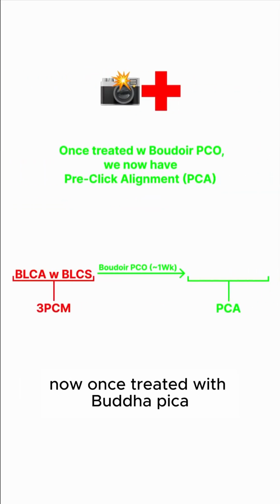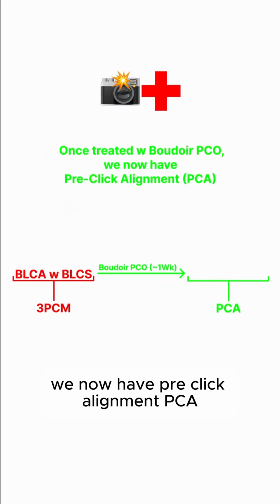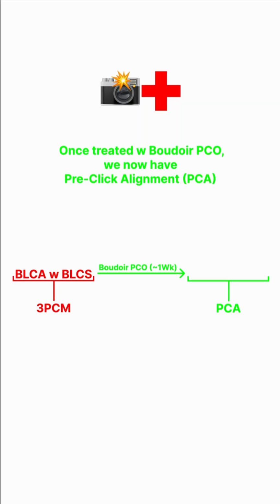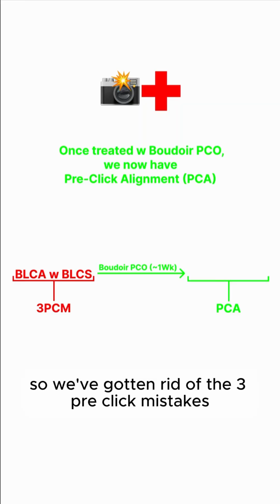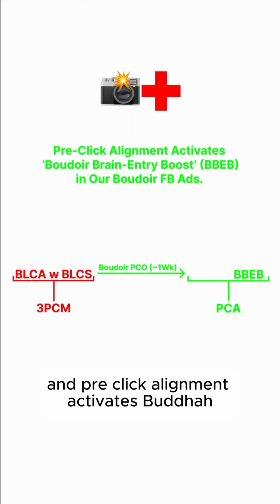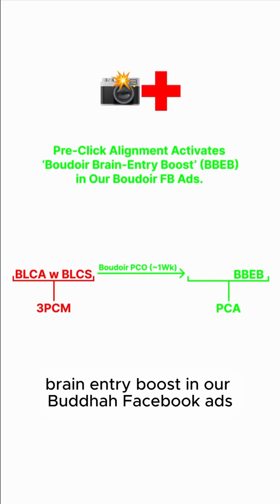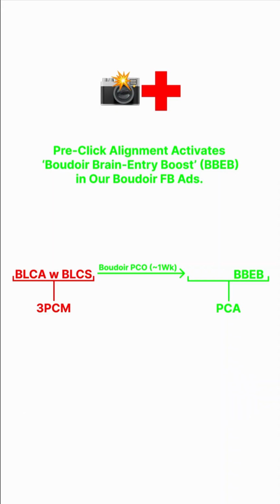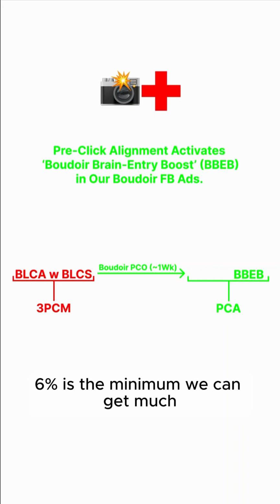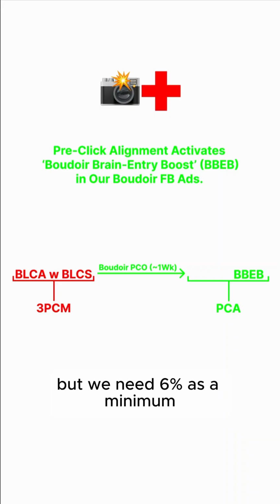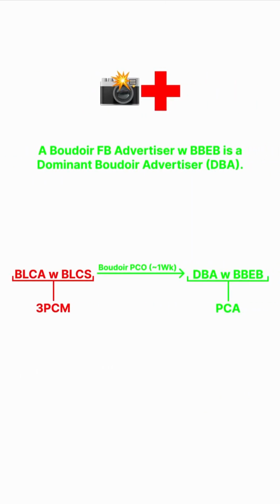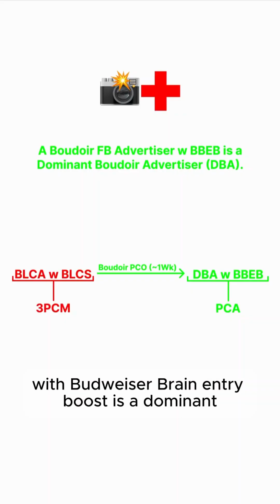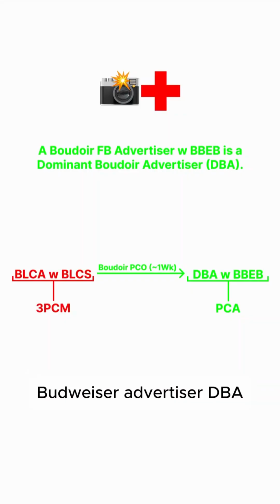Now, once treated with Boudoir Pico, we now have pre-click alignment, PCA. So we've gotten rid of the 3 pre-click mistakes. We now have pre-click alignment. And pre-click alignment activates Boudoir brain entry boost in our Boudoir Facebook ads. Basically, we got our unique CTR all above 6%. That's where we need to be; that's literally the minimum. 6% is the minimum. We can get higher than that, but we need 6% as a minimum. And a Boudoir Facebook advertiser with Boudoir brain entry boost is a dominant Boudoir advertiser, DBA.